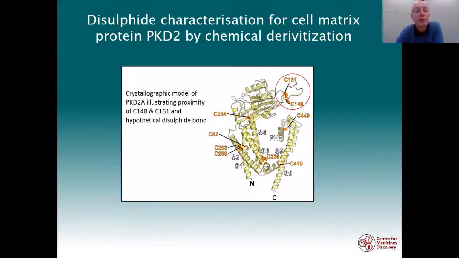Here's an example of a protein we did this for. This is a membrane protein, PKD2A. We got the crystal structure for it, but the crystal structure does not tell you everything. You can see where the cysteines are, and you can see that there are two cysteines in very close proximity to each other. But what you cannot tell from the diffraction information is whether that is actually a disulfide bond or whether these cysteines are just in close proximity to each other. So you can use MSMS to determine that.